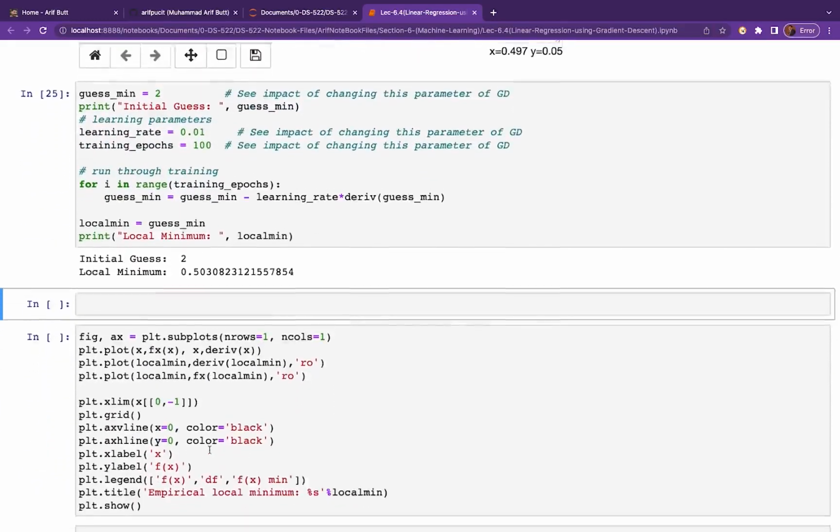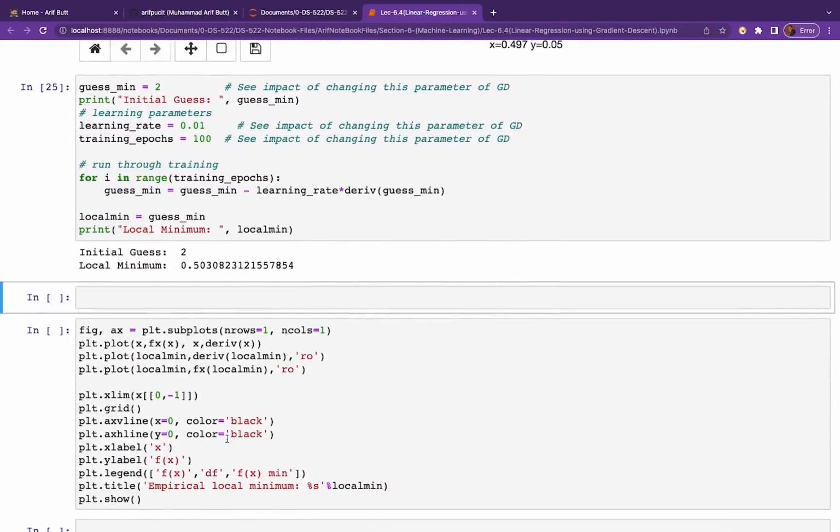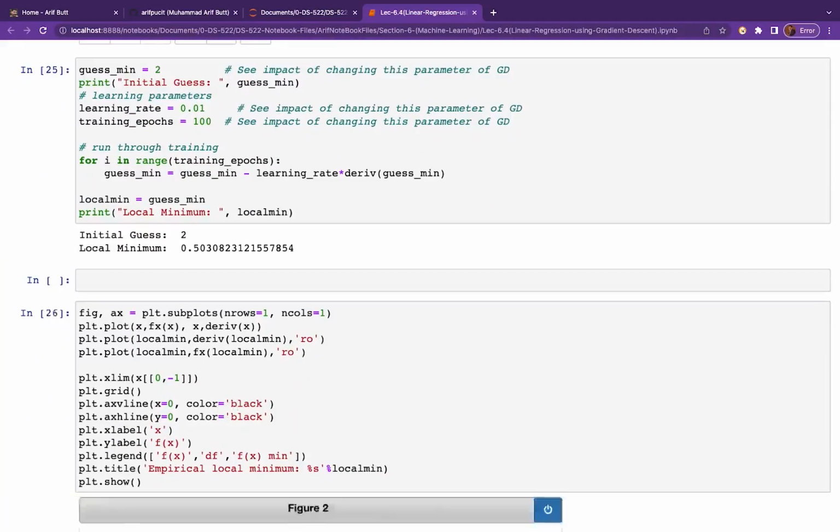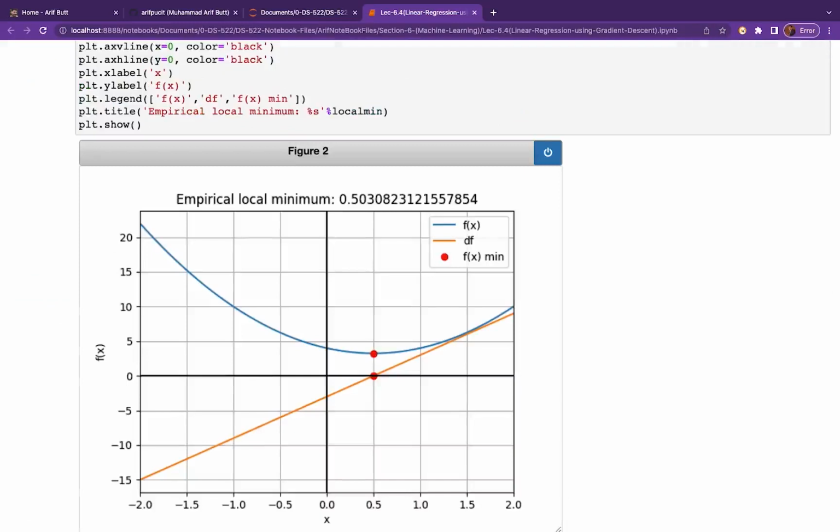Let us now plot this local minimum point on the graph, and this code cell does this job. Let me straight away execute it. It's simple. Note the red dot on the derivative line is roughly at 0.5, and this is the place where the derivative is 0. Good, job done.